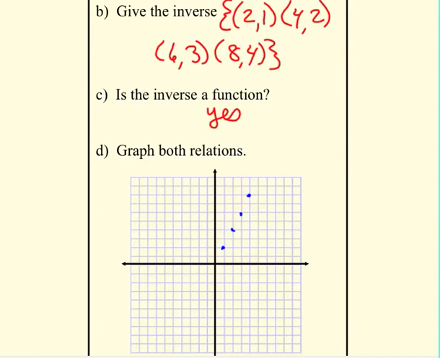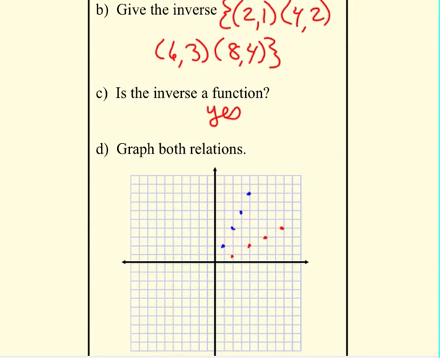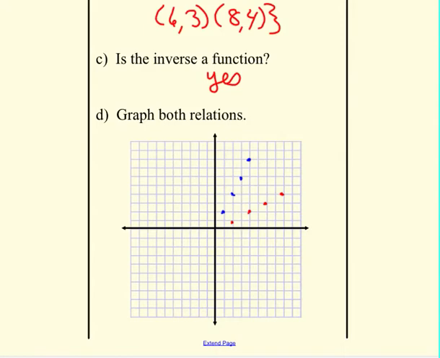The inverse, graphing that, 2, 1, 4, 2, 6, 3, and 8, 4. Again, it looks linear, but just those 4 ordered pairs are our inverse. And the one thing that I want you to notice graphically is that the relation and the inverse are reflected across the line y equals x. So think about that diagonal line that goes through the graph. That's the y equals x. And remember, to get the inverse, we switched the x and the y. We flipped them across the line y equals x.